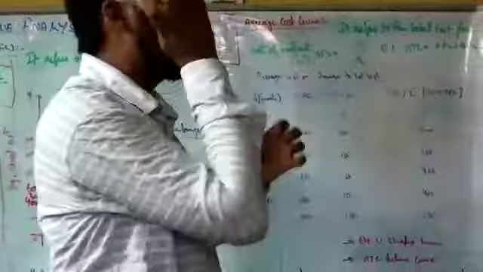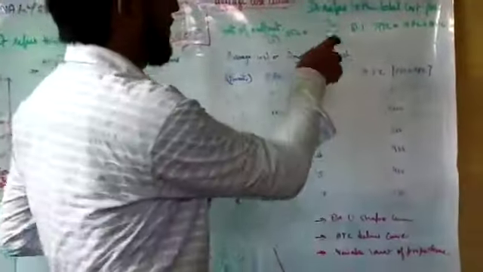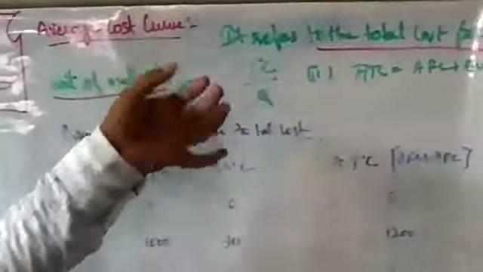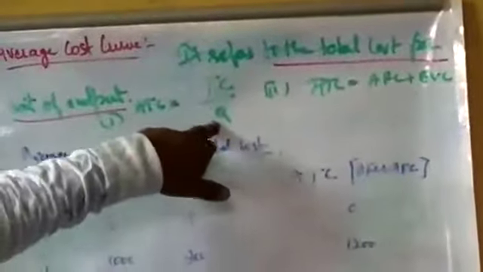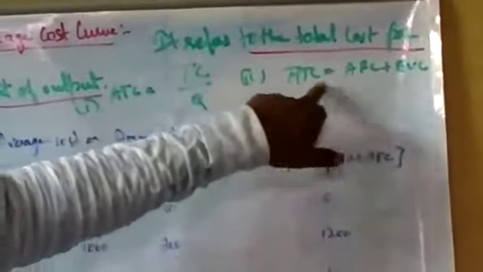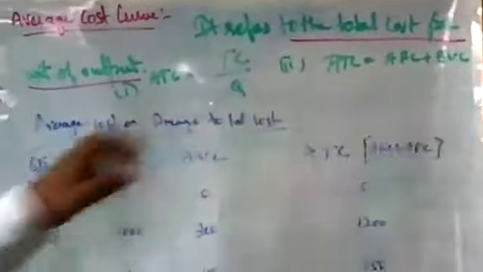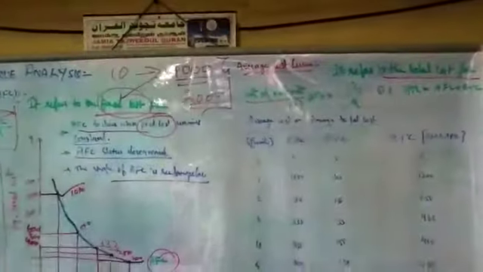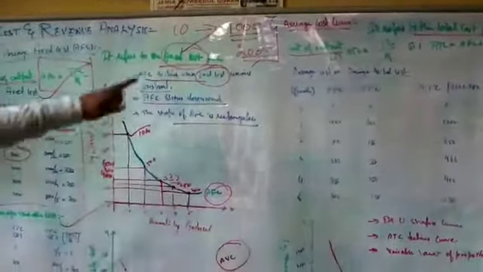And the last is the average cost curve, which means the average total cost we will identify. It refers to the total cost per unit of output. Remember, in the last class we identified the total cost. In the same way we are identifying the average total cost. For that, ATC is TC, total cost divided by Q, which equals AFC, average fixed cost, plus AVC. When you add these two, what will you get?